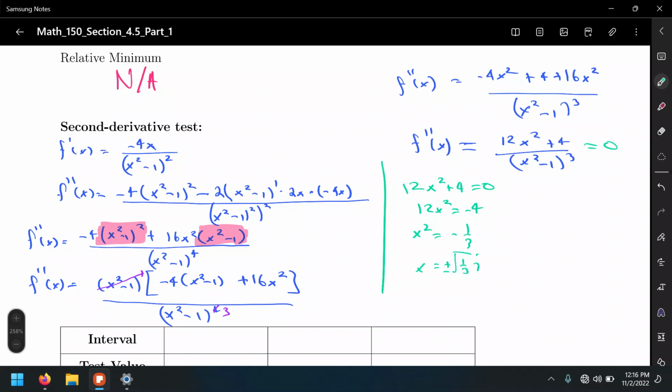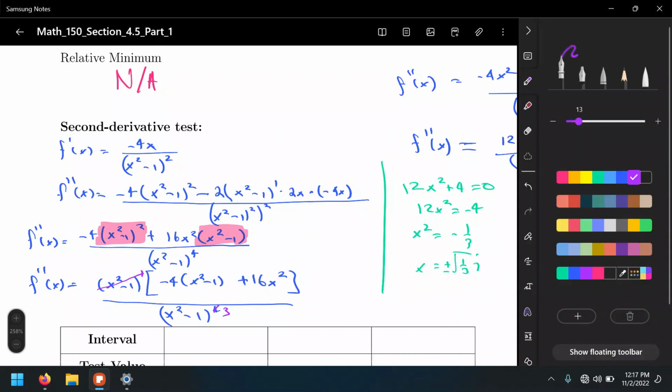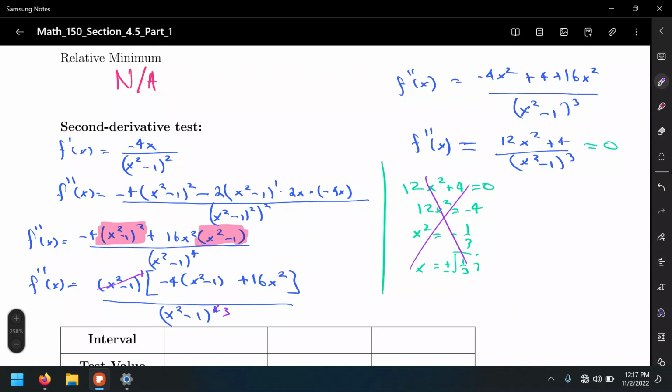That's along with the I. These are imaginary numbers. We don't want imaginary numbers here. So, well, we can cross out all this. So no critical numbers out of the numerator.